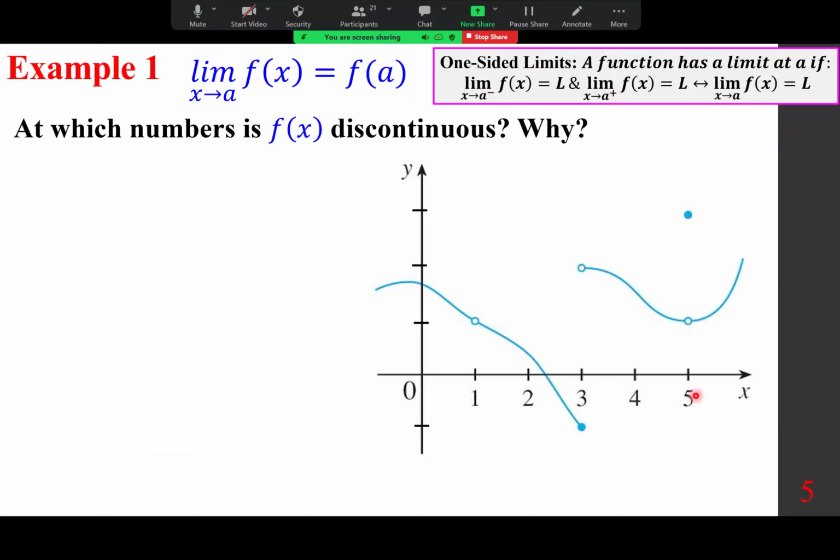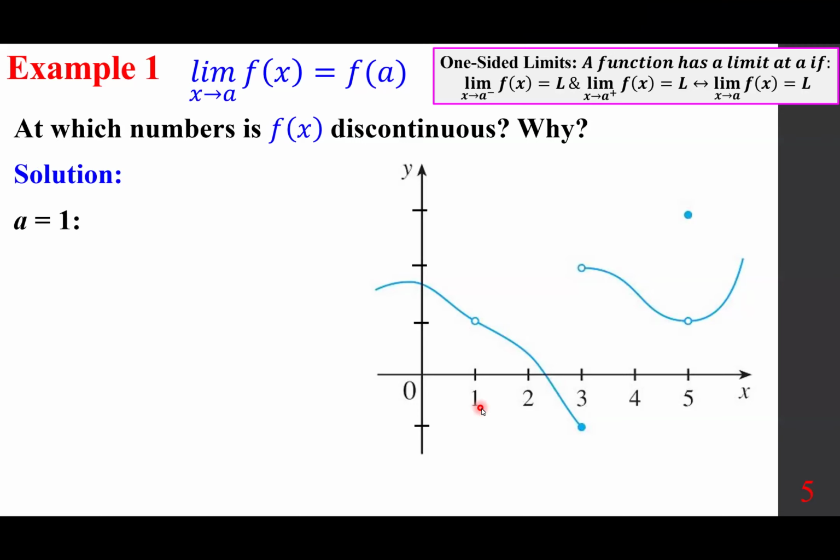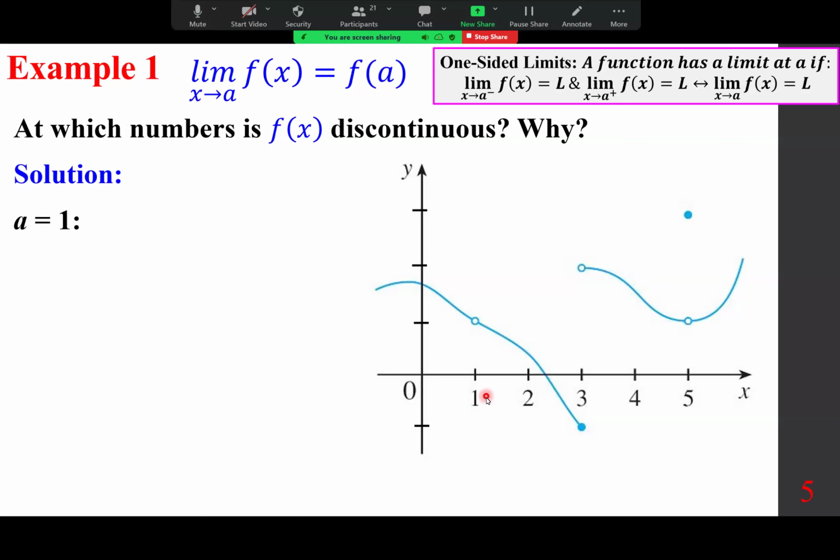So we're going to go from left to right, from the very first one. Number 1. So at a equals 1, or x equals 1, the function is discontinuous. Why is that? If you look at this, we do not see a functional value. We don't see a solid point. f of 1 is not defined.